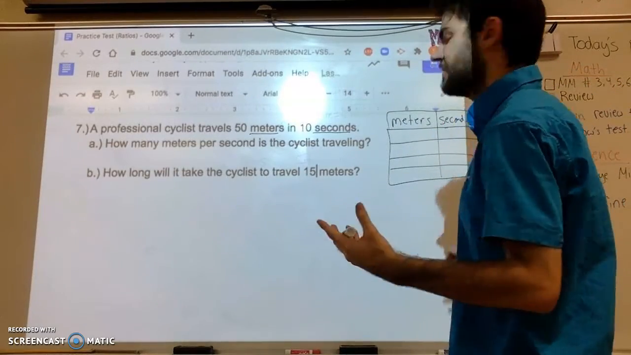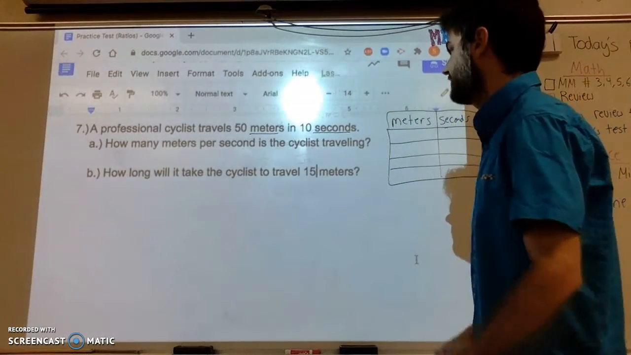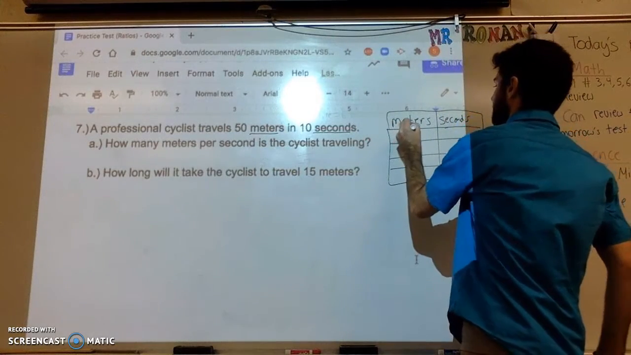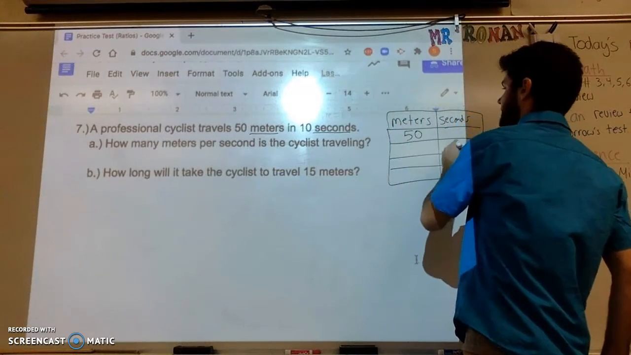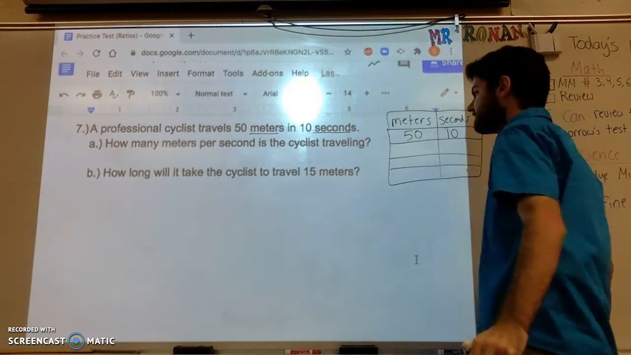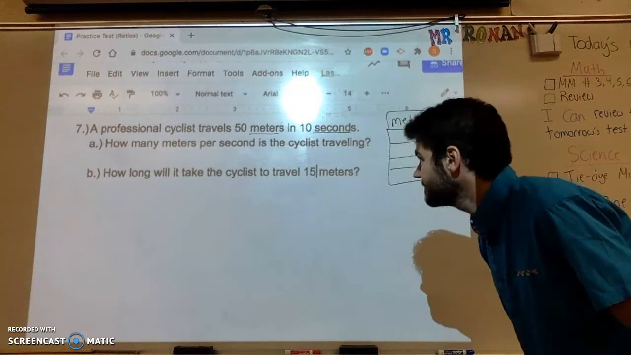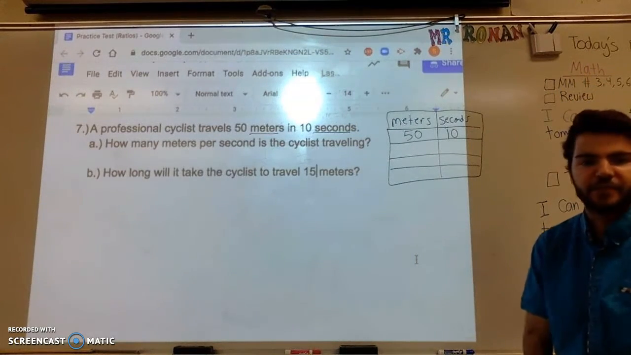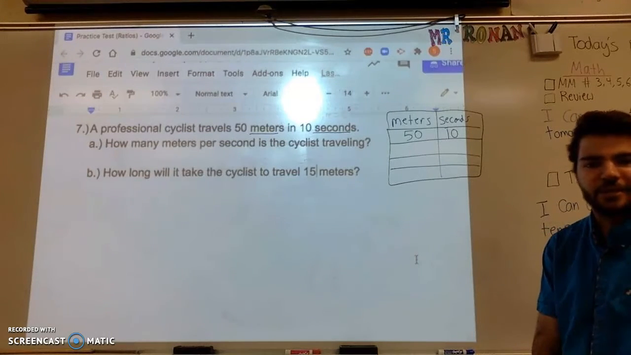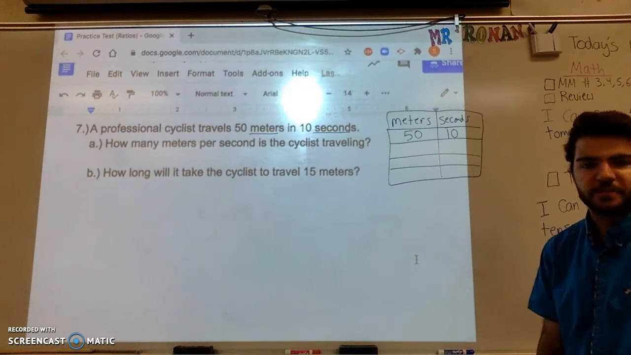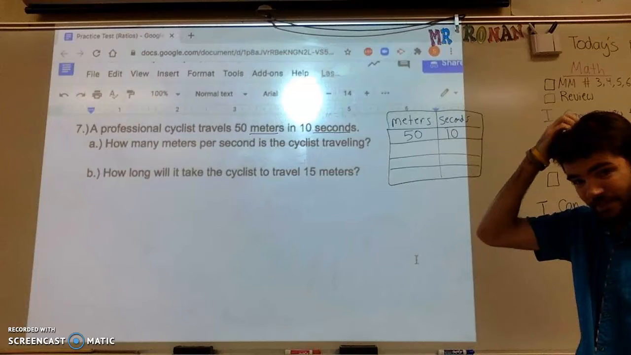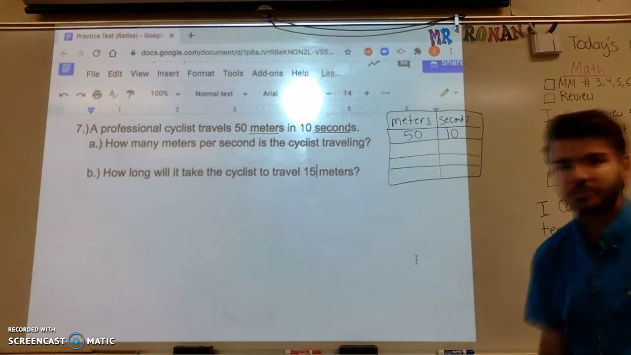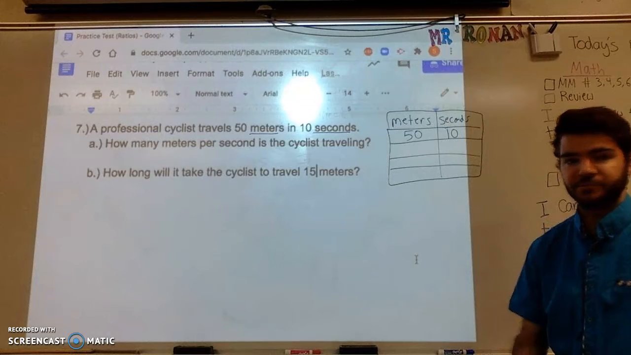So I'll go ahead, I'll put the information that I currently have into this table. So it says a professional cyclist travels 50 meters in 10 seconds. So remember, meters column, I'll write 50. Our seconds column, I'll write 10. Okay. It says how many meters per second is the cyclist traveling? I'm looking at that question, and there's no numbers, no information at all for me to plug into this table at first glance, okay? But really there is stuff that we can put into this table.